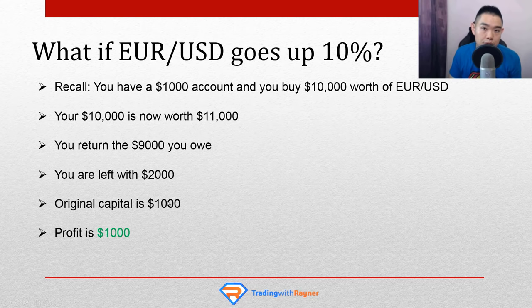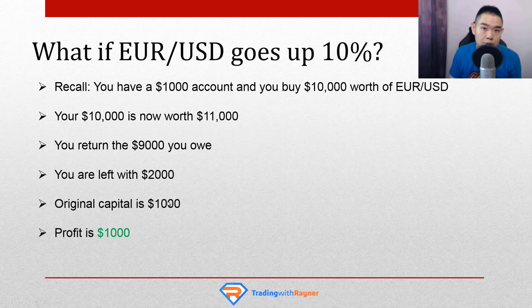So let me explain. Number one, the lot size. As you know, in the Forex market, there are different lot sizes: standard lot, mini lot, etc. So one standard lot is equivalent to 100,000 units and is worth $10 per pip. One mini lot is 10,000 units and it's worth $1 a pip.